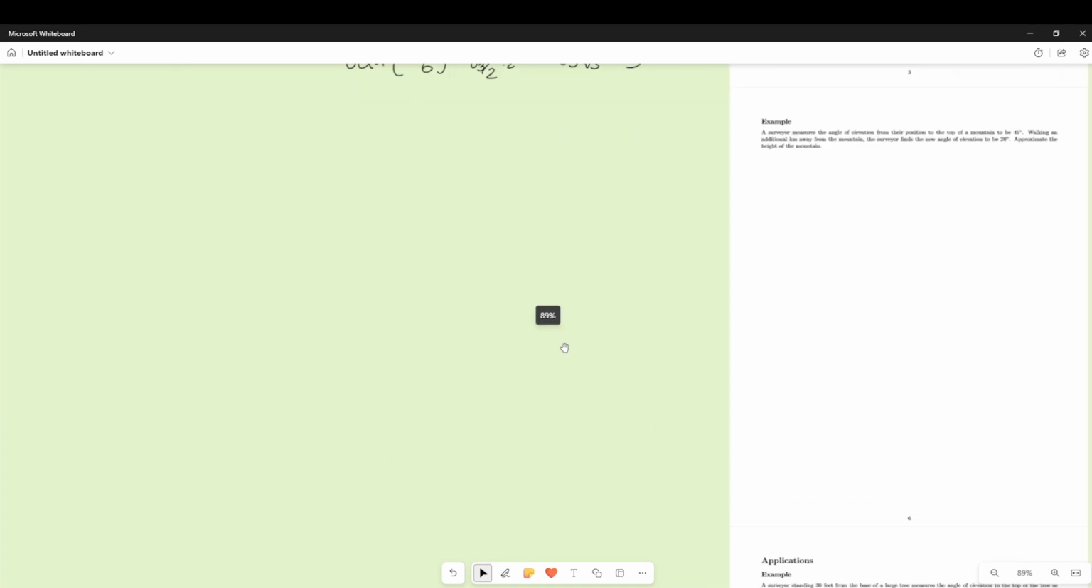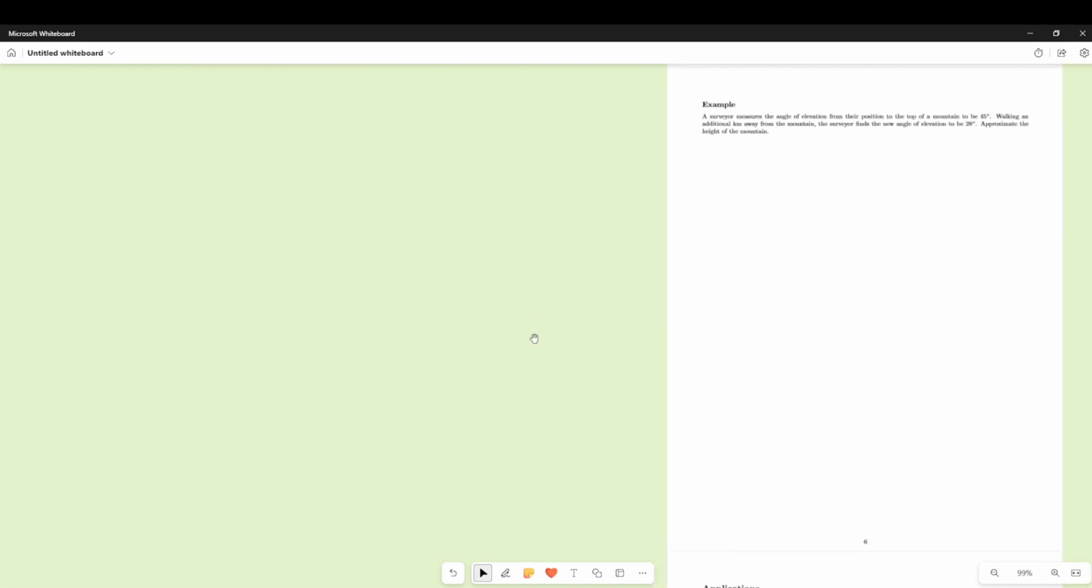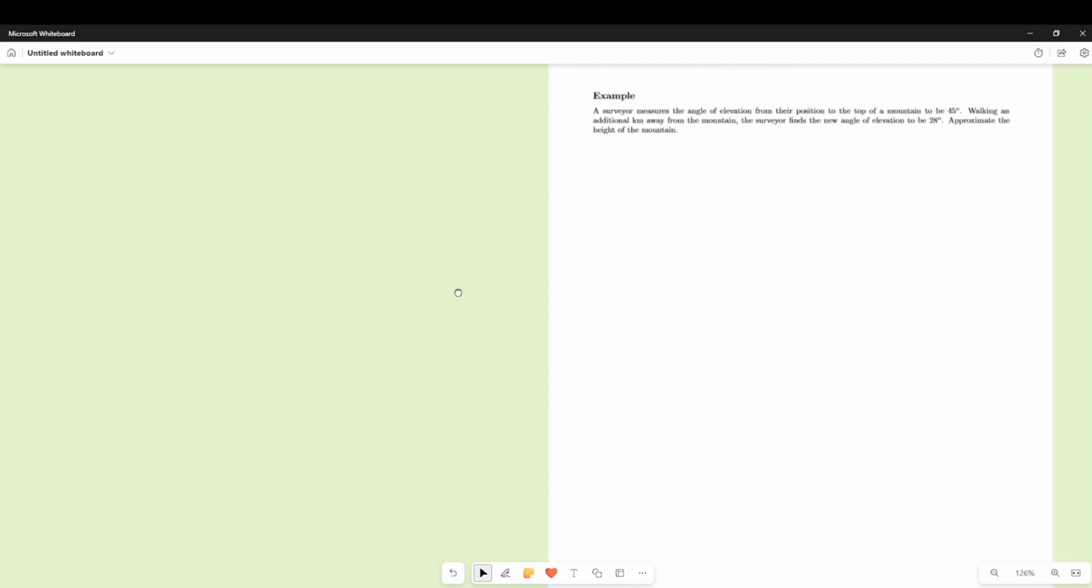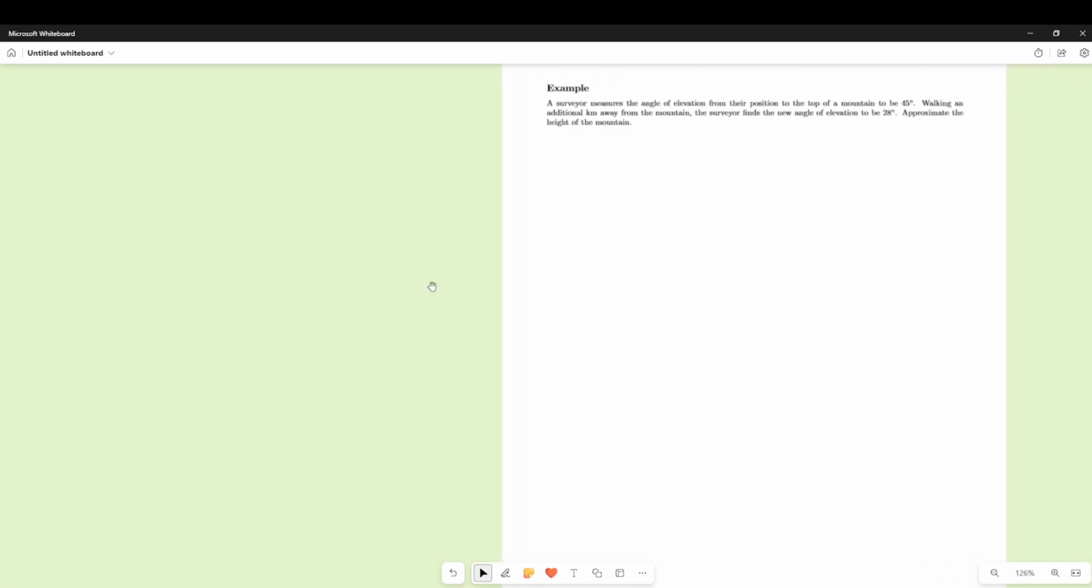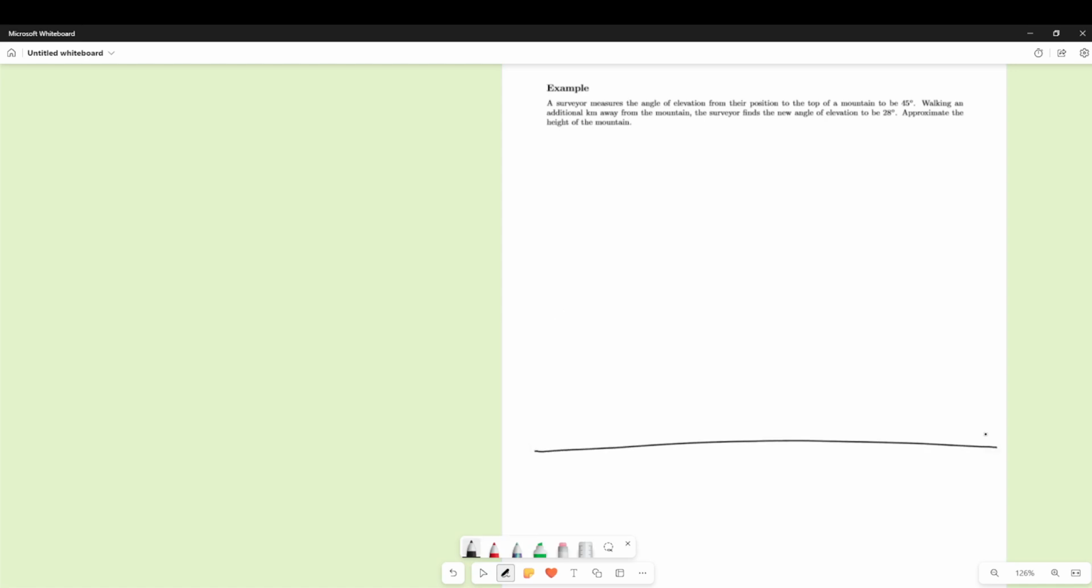So what do we got here? Starting to get a little bit long, but that's okay. I try to keep these under an hour, but we'll see how we do. So what do we got here? A surveyor measures an angle of elevation. Elevation is always up from the horizontal. Declination is down from horizontal. So an angle of elevation from the position to the top of the mountain to be 45 degrees.